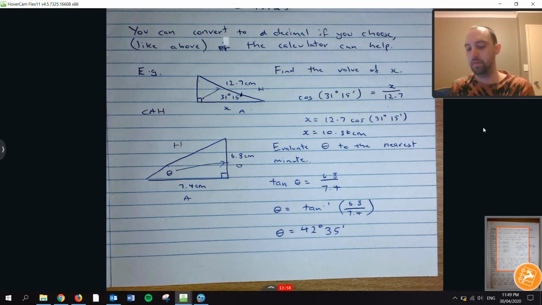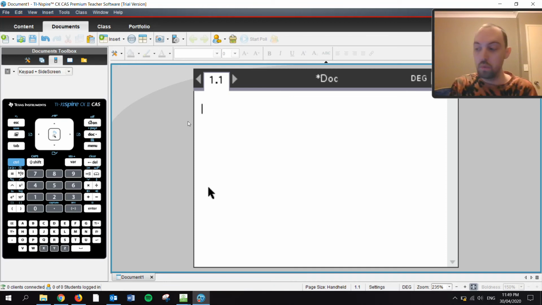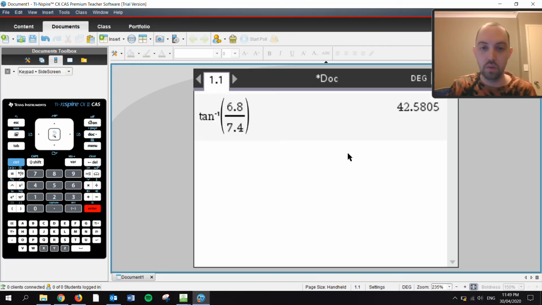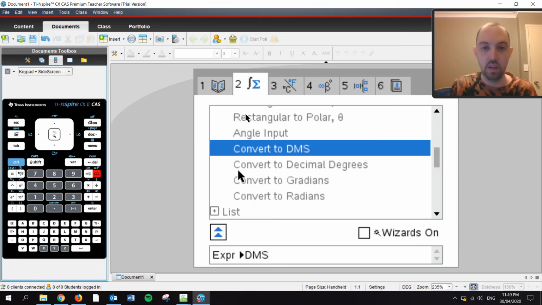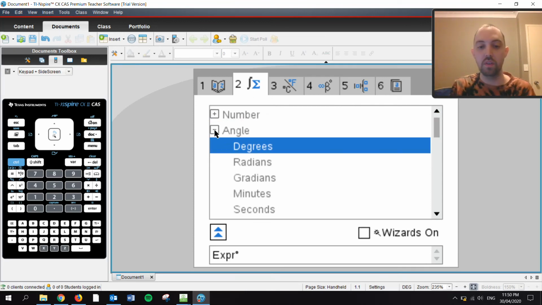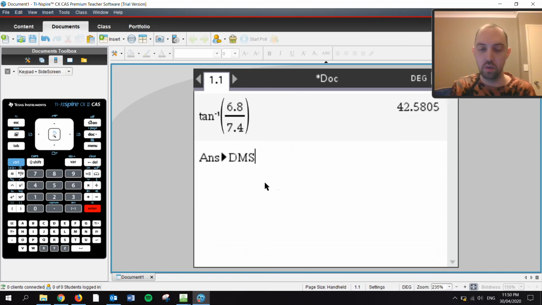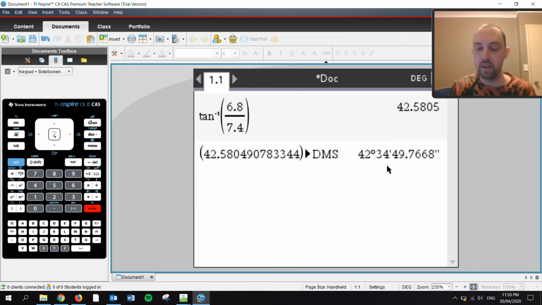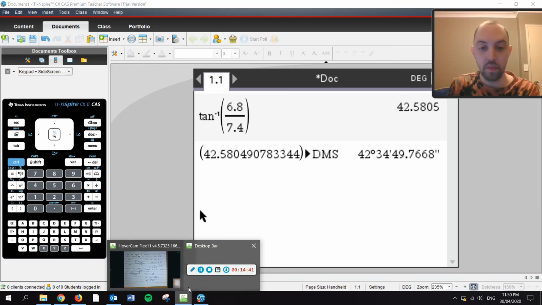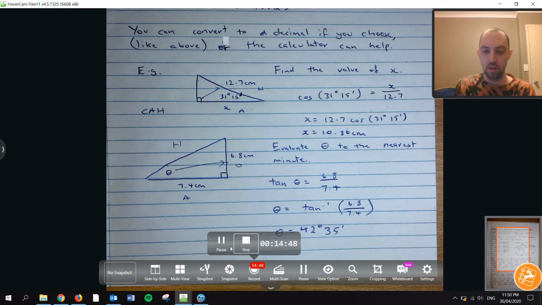Last thing, if you were doing it on the TI, which I would use the program here instead of the actual TI, we can say something like tan to the -1 of 6.8 divided by 7.4 equals, and you might need to use this book section. It is in section number 2. We would need to open up the angle menu if it's your first time going into it. Scroll down, convert to DMS, degrees, minutes, seconds, enter, and it's the same situation that I've got there. I hope that helps you out. Let me know if you've got any questions, and we'll see you next time.